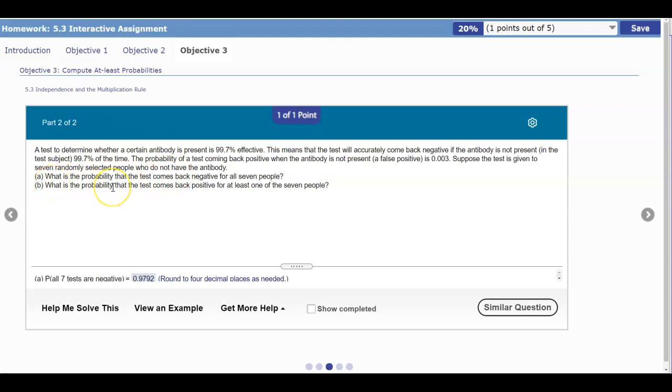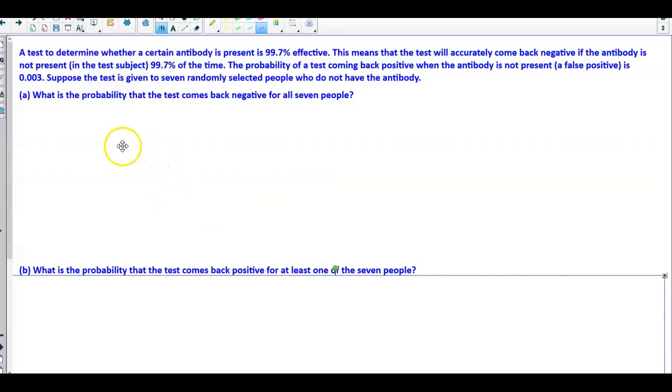Now suppose a test is given to 7 randomly selected people who do not have the antibody. Part A, what is the probability that the test comes back negative for all 7 people? And then Part B, what is the probability that the test comes back positive for at least one of the 7 people? So we need to pay attention to the words in this question.